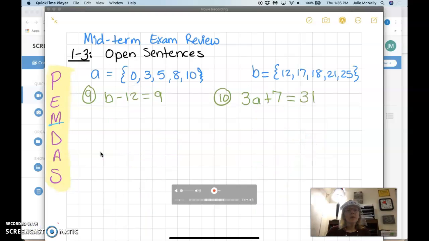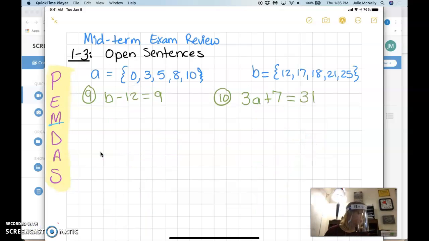Okay, on to section 1-3. So this section is called open sentences. And what happens in this section is it's giving you a solution set, a possible set of numbers that could be the answer to these problems. We have to plug the numbers in and see which numbers actually are the solution to the problem. So it's a bit of work, but we're going to do a couple. And there's only going to be a couple on the exam because these do take a little bit of time.